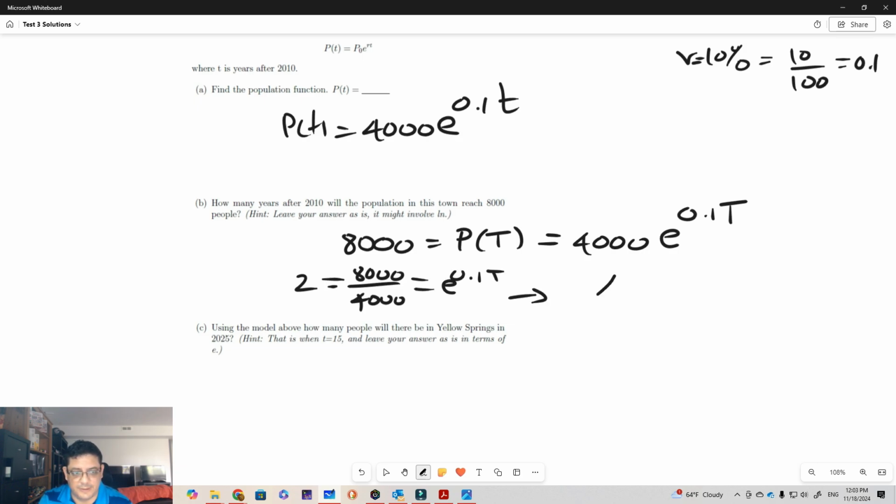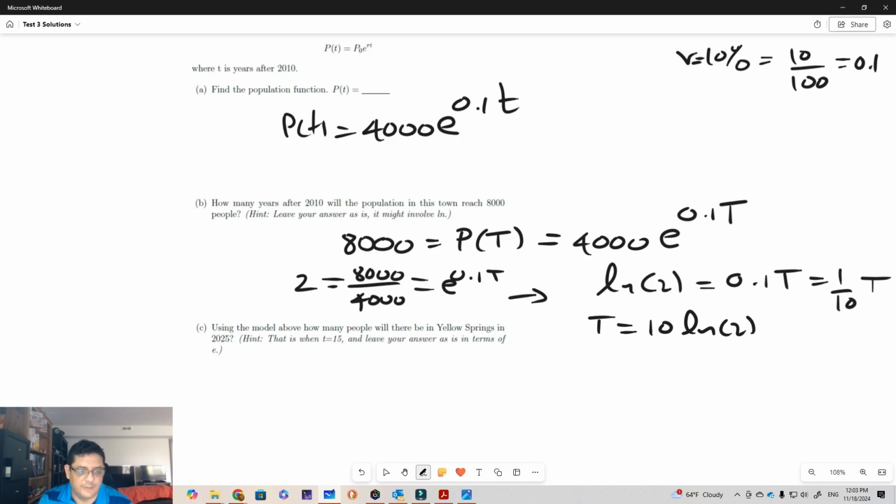And so that means that if I take the log, ln of 2 is 0.1 T. 0.1 is like 1 over 10. So now I can say that T is 10 ln of 2. Or if you want to, you can also see this as ln of 2 divided by 0.1. Either of the two answers is okay.